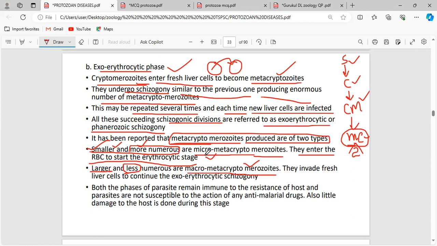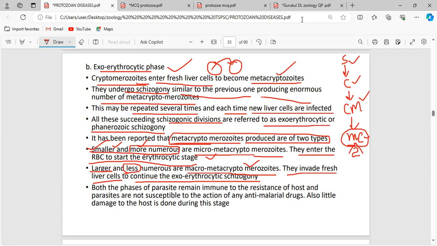The next stage of liver zygogony is erythrocytic zygogony. Now, it is the micro metacryptomerocytes that enter into the erythrocytic stage. Next, the macro metacryptomerocytes invade fresh liver cells to continue the exoerythrocytic zygogony. The micro metacryptomerocytes start the next stage, the erythrocytic stage, but the macro metacryptomerocytes repeat the exoerythrocytic zygogony just to multiply their population.